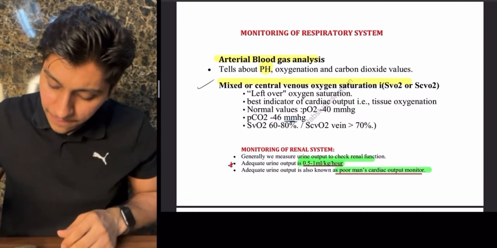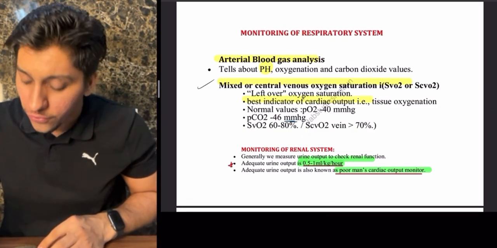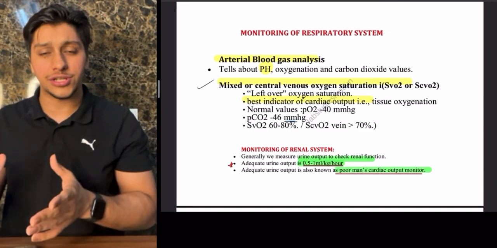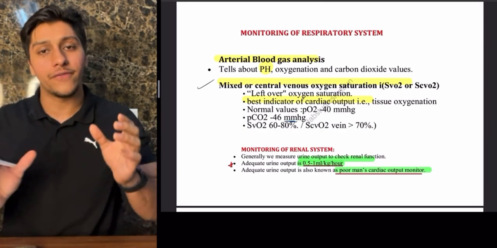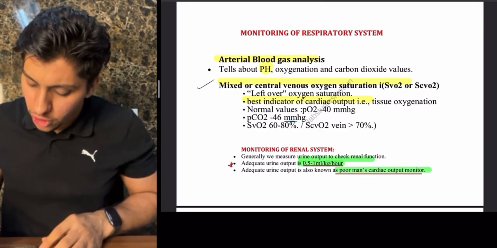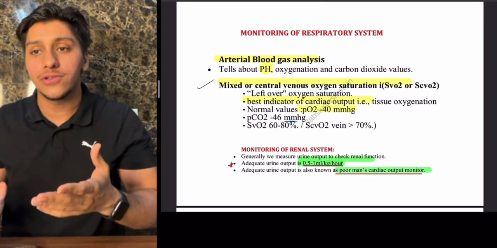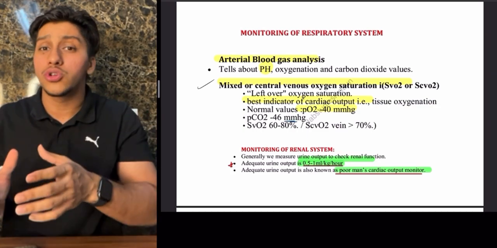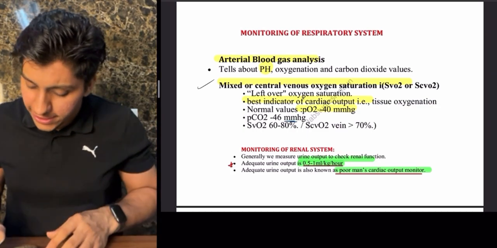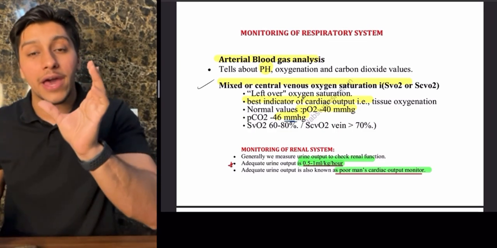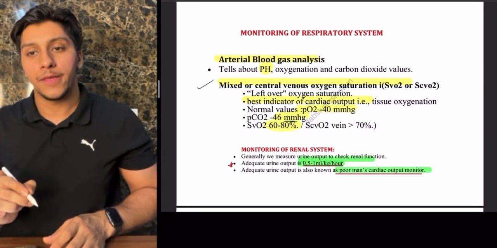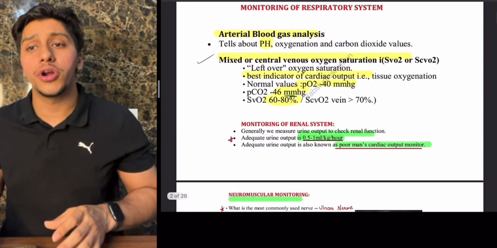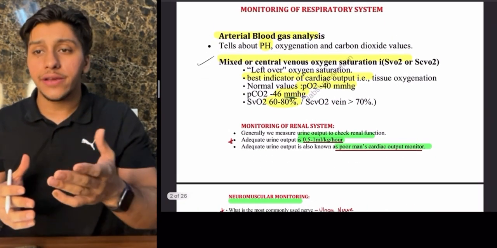Why this is important is because it is the best indicator of cardiac output, i.e. tissue oxygenation. How much oxygen has been taken by the tissue and what is left in the blood when it reaches the heart. Okay, remember the normal values which are there. O2 is going to be 40 because most of it is taken by the tissue. Carbon dioxide 46, and if they ask you what is the average value of the mixed venous oxygen saturation, 60 to 80%.